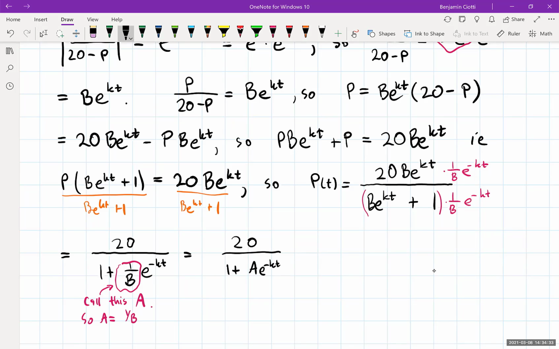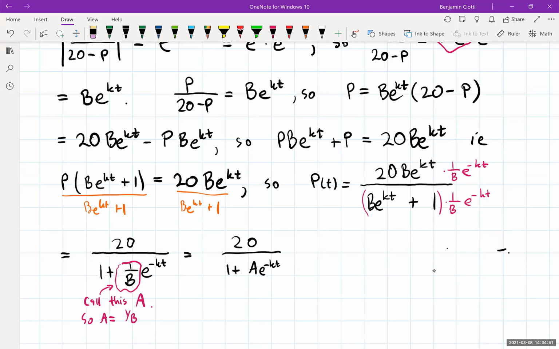How does the e to the negative kt cancel out with the e to the kt? Doesn't that leave some sort of negative or something? Because you get e to the kt times e to the negative kt. Oh, wait, it's the fraction. I forgot.